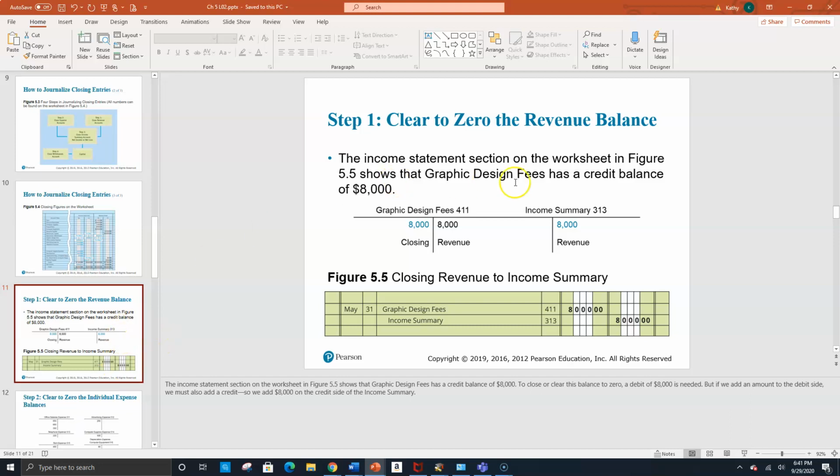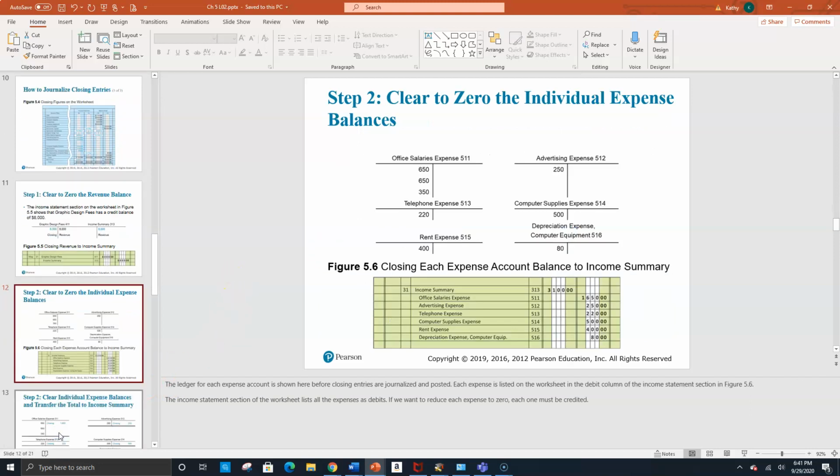Okay, so the income statement section on the worksheet, figure 5.5, shows the graphic design fees has a credit balance. Your graphic design fees is your revenue account. You're closing that revenue account, this $8,000 balance that's in the account. So you would debit graphic design fees, $8,000, credit income summary, $8,000. So that would be your first closing entry, your first step.